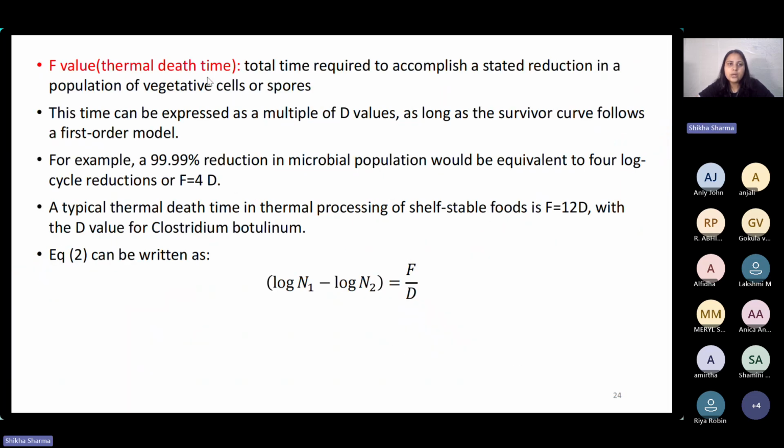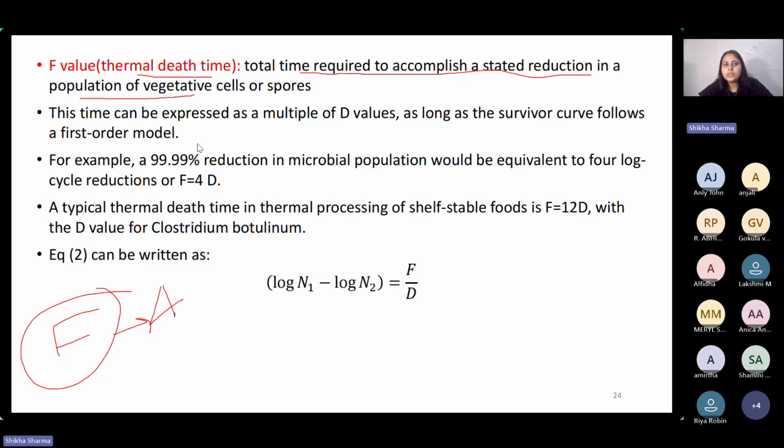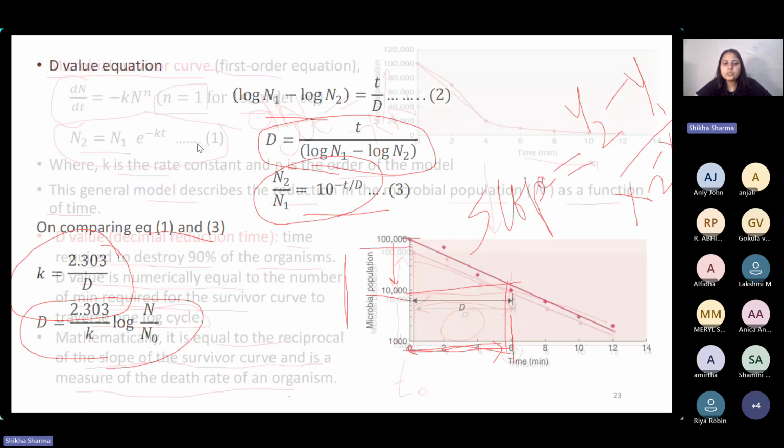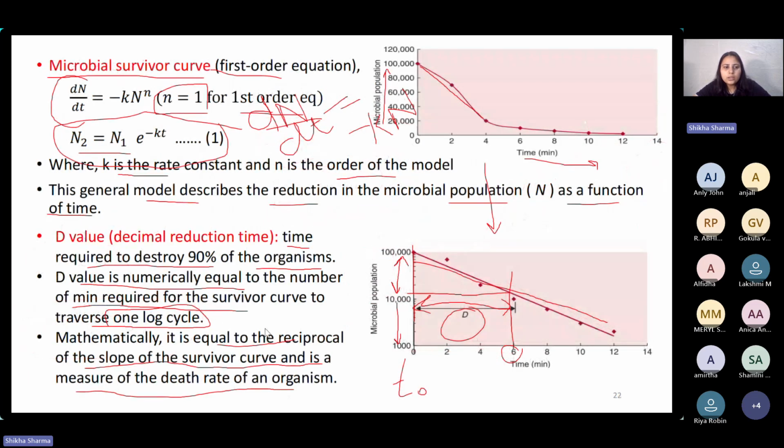And the F value, which is the thermal death time, is the total time required to accomplish a stated reduction in the population of vegetative cells or spores. So that means the F value is the time if I am doing this much log reduction, like 4 log reduction, or if I am stating some log reduction, that is the F value. And if I am saying just to traverse one log cycle, that is the D value.